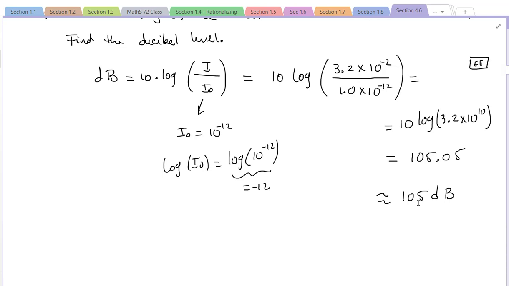So the next scale is the Richter scale, the one with the magnitude of an earthquake. So we're going to look at that, but I am going to record a new video for that.